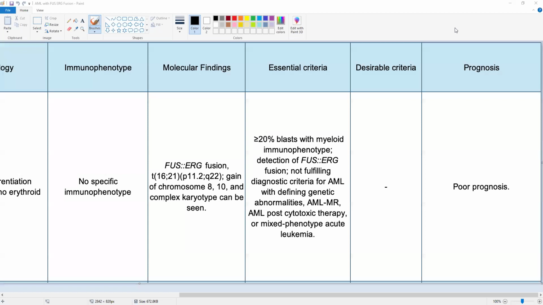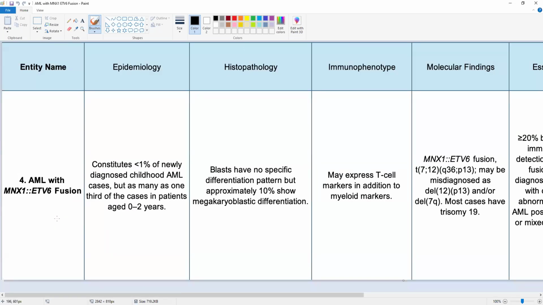As for this entity, it's AML with MNX1-ETV6 fusion. This constitutes less than 1% of newly diagnosed childhood AML cases, but as many as 1/3 of the cases in patients aged between 0 and 2 years. The blasts here have no specific differentiation pattern, but about 10% show a megakaryoblast differentiation. As for the immunophenotype, they may express T-cell markers in addition to myeloid markers.